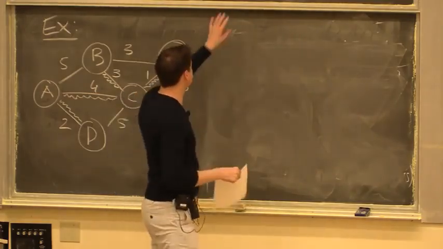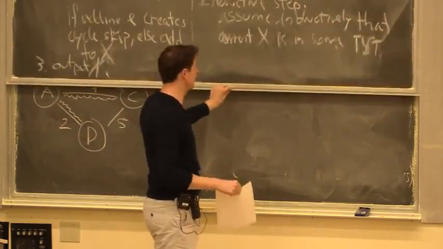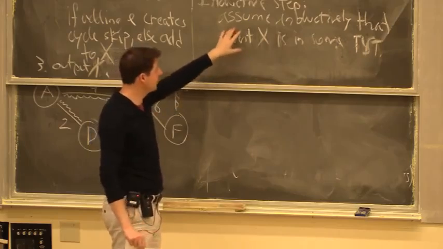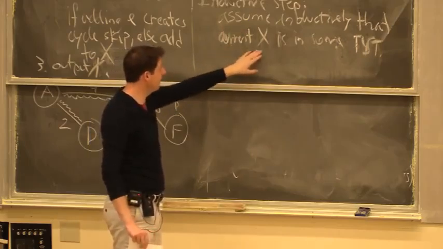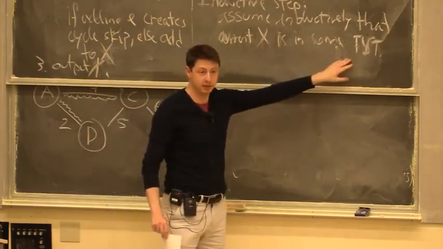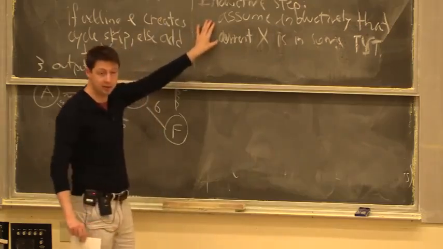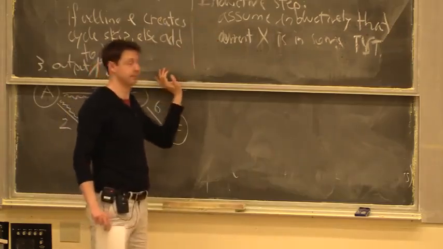Yeah, so the question is, can we repeat the inductive step? We haven't finished it. This is just a start. Assume inductively that the current X is in some MST. This is true in the base case. Then we're going to assume it inductively. We just need to make sure we can make progress.